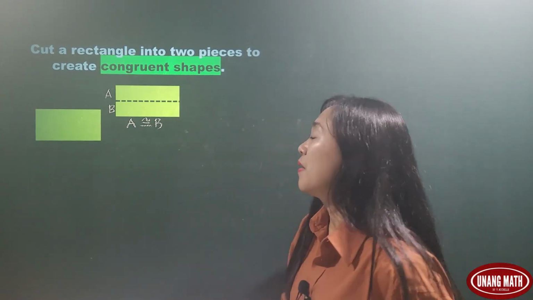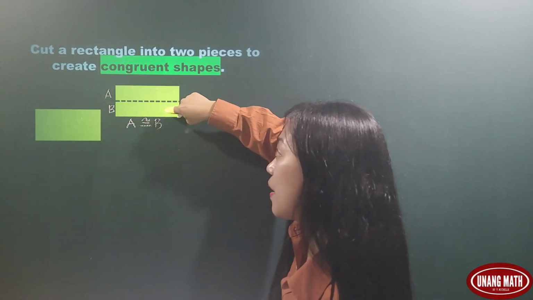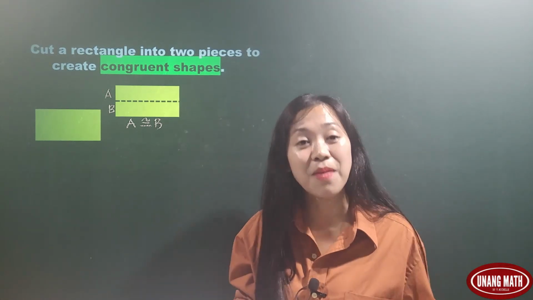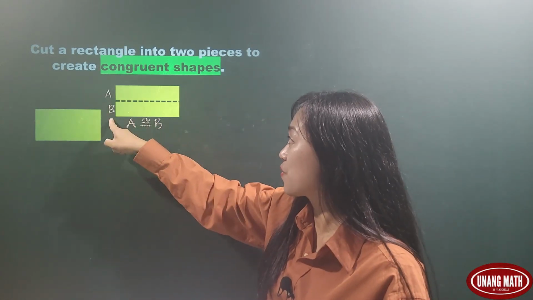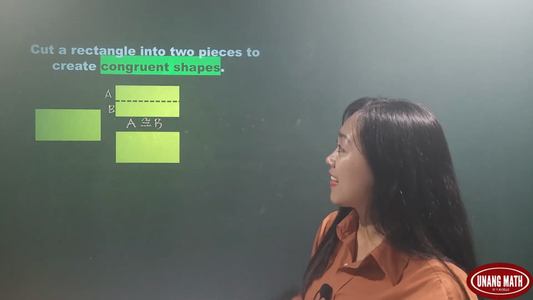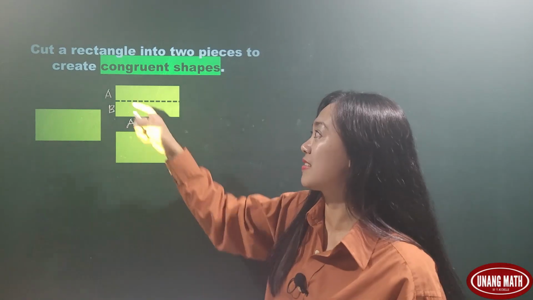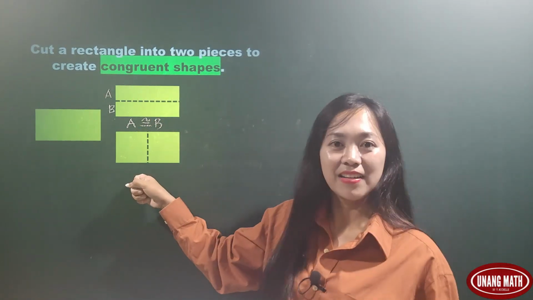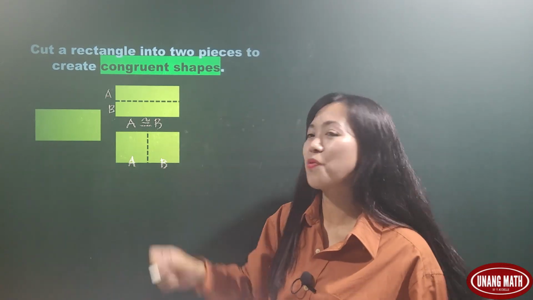So, ang rectangle A natin dito is congruent to rectangle B. Okay, bakit? Because A here, kapag kinuha natin yan at ipapatong natin sa rectangle B, it will completely overlap. So, it's the same shape and size. Kaya naman, A is congruent to B. Okay, another way para makakreate tayo ng two pieces, congruent shapes dito. Okay, we can cut the rectangle this way. So, this A and B. So, A here is congruent to B.